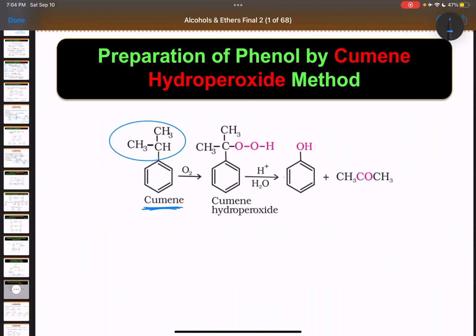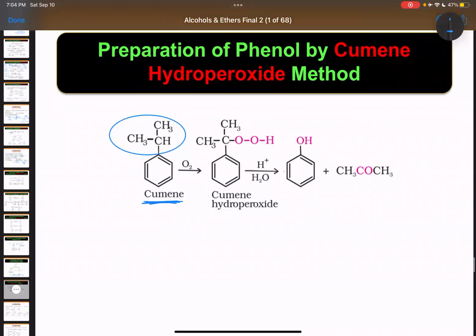And how is it formed? This is alkyl benzene. How is it formed? Any idea? This is prepared by Friedel-Crafts alkylation. So either you can take isopropyl chloride along with the AlCl3.